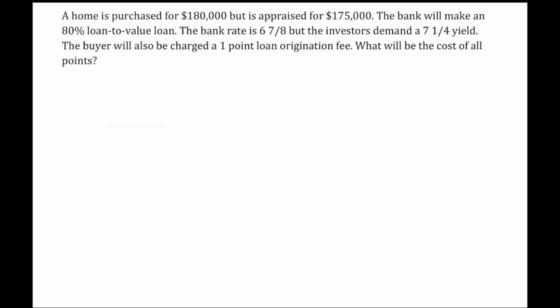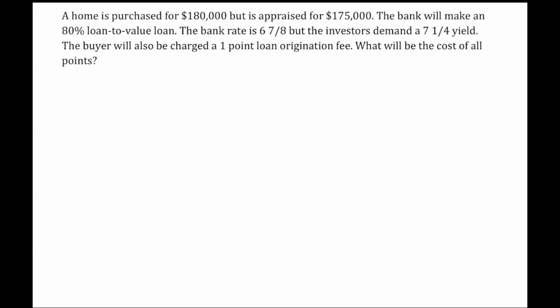A home is purchased for $180,000, but is appraised for $175,000. The bank will make an 80% loan to value loan, LTV loan. The bank rate is 6 7/8, but the investors demanded a 7 1/4 yield. The buyer will also be charged 1 point and loan origination fee. What will be the cost of all points?